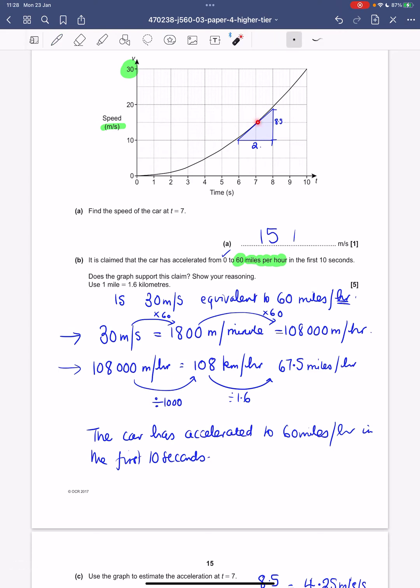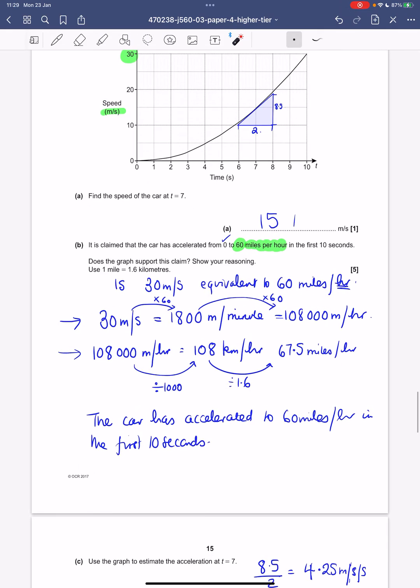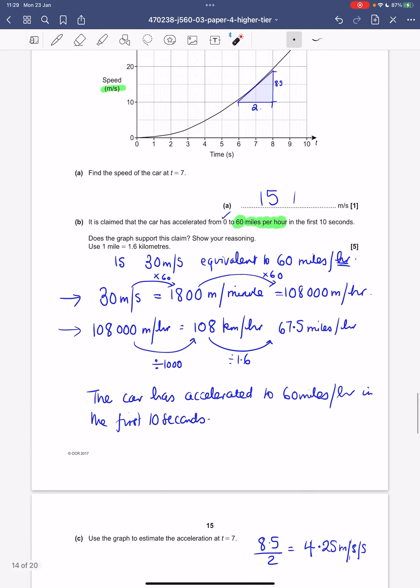Okay, so at that point there, the steepness of the curve, and this is called the tangent to the curve, the steepness of the tangent to the curve is approximately 4.25 meters per second every second. Okay, so that's how you do that. Basically, you draw this triangle touching there, and you work out the height and the width. Now I picked 2, but if you wanted to do a wider triangle, that would be fine too.